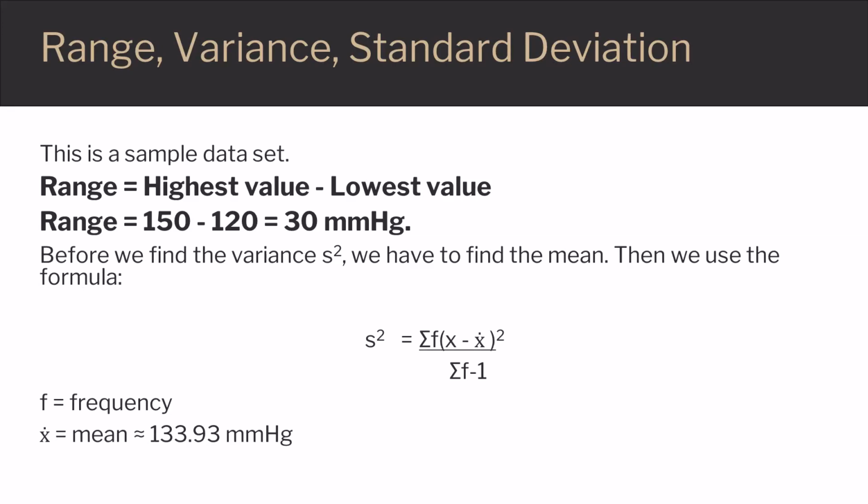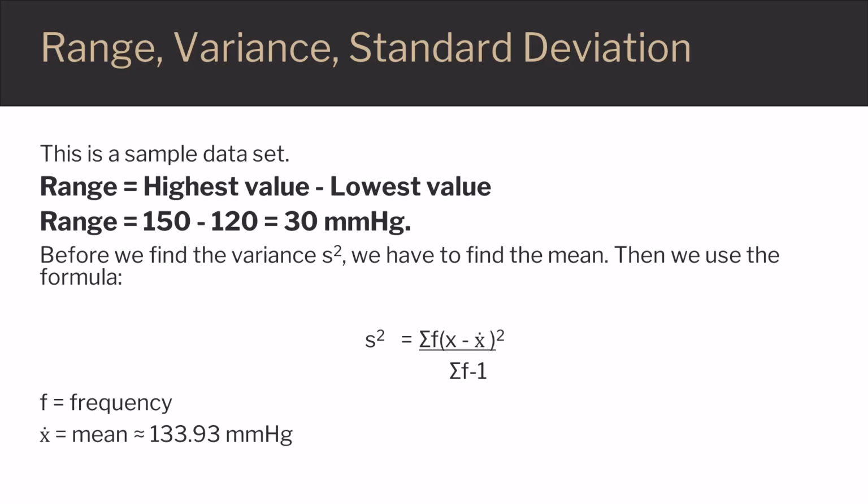Before we find the variance, let's look at the formula. To find the variance, we need to find the difference between each data value and the mean. We will then take each of these differences and square them. The sigma symbol says to add each of these squared differences up. And finally, we divide by the number of values in our data set minus 1.